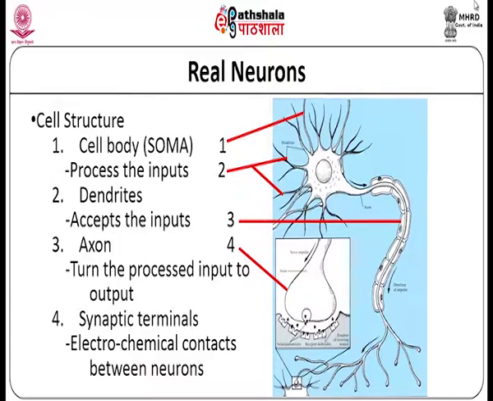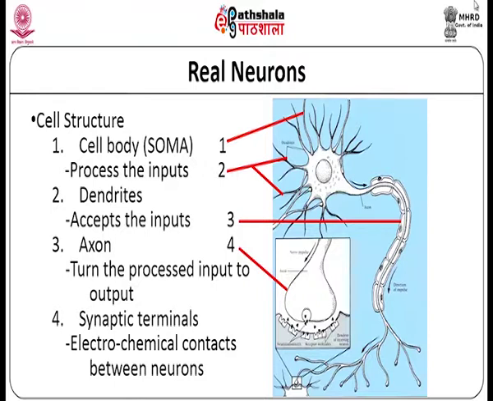Before we go further, let us see what a real neuron looks like from a very superficial viewpoint. The cell structure consists of 4 components: the cell body, which is called a soma, which is used for processing the inputs. Then we have the dendrites, which are the components that accept the inputs. Then we have the axon, which turns the processed input to output, and then we have synaptic terminals, which are electrochemical contacts between the neurons, that is, they bring about some interaction between the different signals.